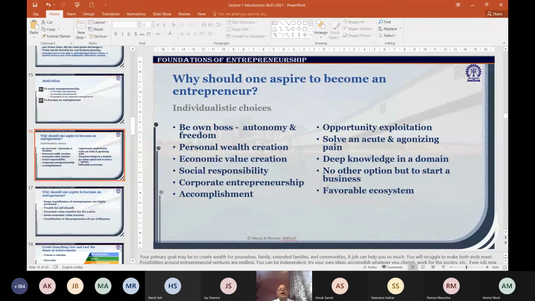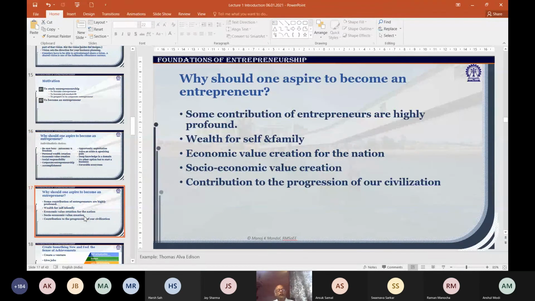So now you can understand why you should aspire to become an entrepreneur. Not only can you become your own boss, you can create your own wealth. You can create wealth for the nation. You can create wealth for the society. Social responsibility, like the example that I gave at the beginning, spending maybe 20 minutes of valuable time, all that can now be appreciated. Whatever is there in the slides can now be appreciated, that we all should become entrepreneurs to create all those.